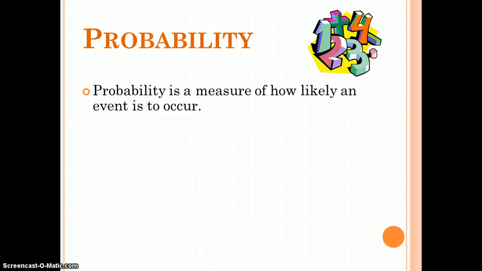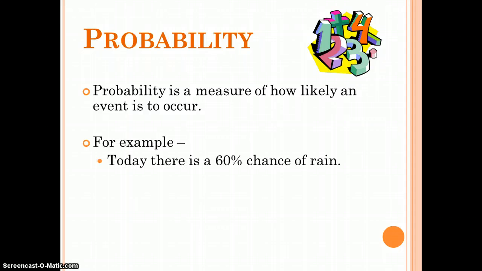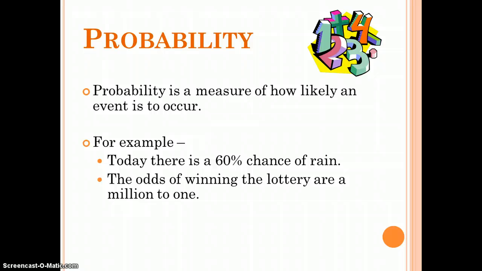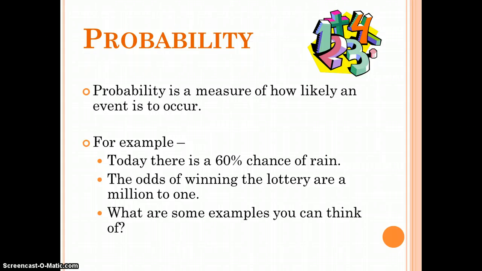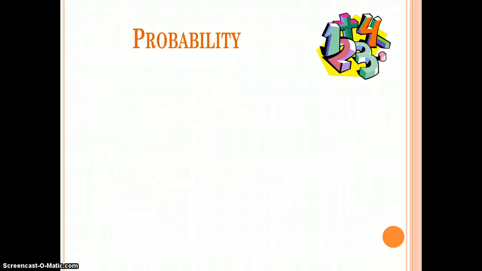We talked about this yesterday. It's a measure of how likely an event is to occur. For example, today there's a 60% chance of rain. The odds of winning the lottery are 1,000,000 to 1. And then it says, what are some examples you can think of? So let's just keep going. We already did that a little bit.